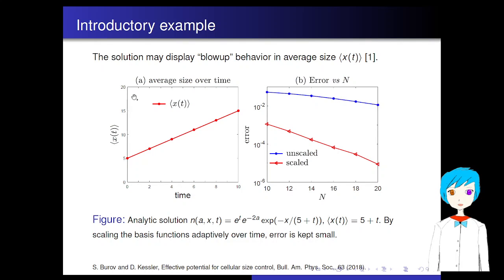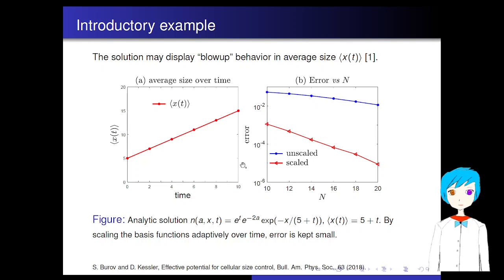For the previous model, we know that the solution may display blow-up behavior in average size. For instance, there exists an analytic solution to that PDE. The average size is 5 plus t, so as time goes by, the average size goes to infinity linearly.